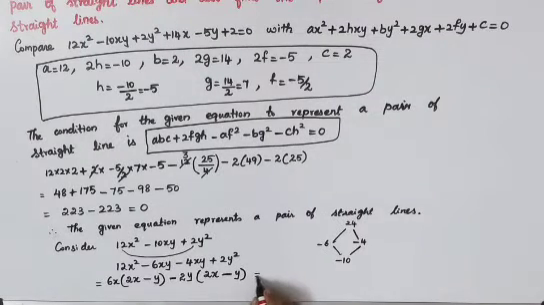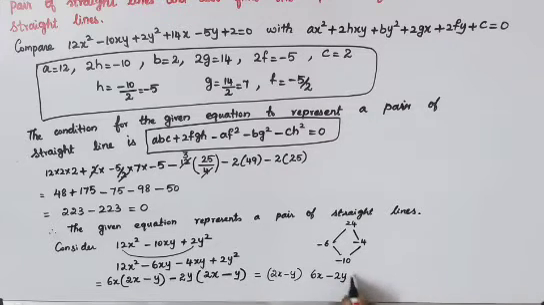Which is equal to, now you can see 2x minus y and here also 2x minus y. So I will just remove that 2x minus y as common. So the left out part will be this 6x, and here minus 2y. So you'll have 2x minus y into 6x minus 2y.